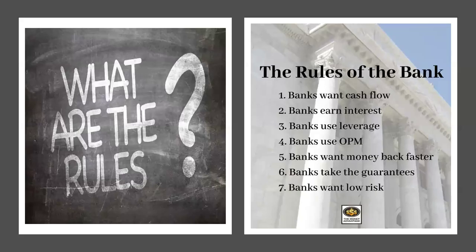They want to earn interest. They love leverage. They absolutely love OPM. What's that? That's other people's money. They want their money back as fast as possible. They want to take guarantees, and they want low risk.